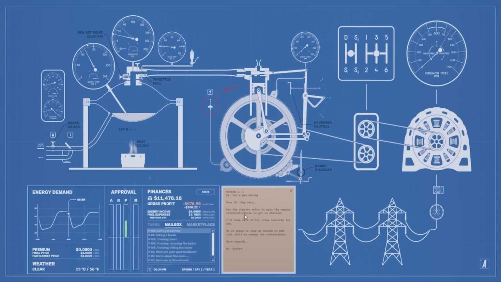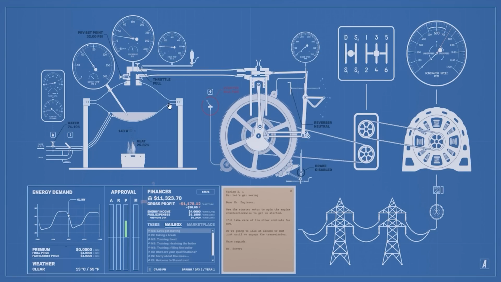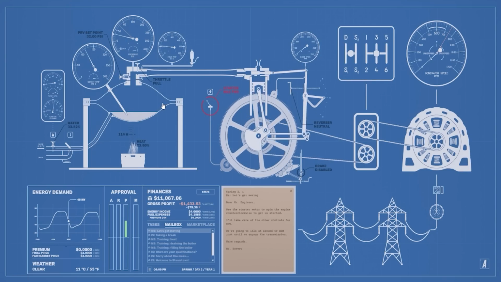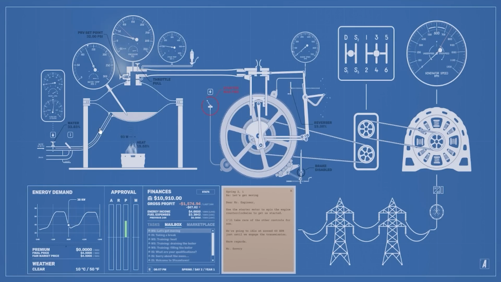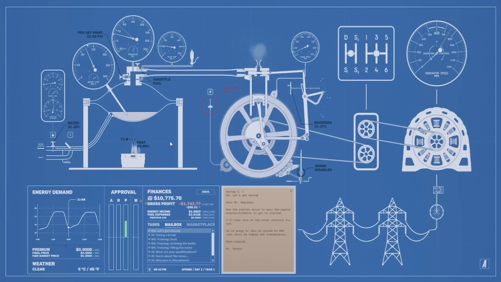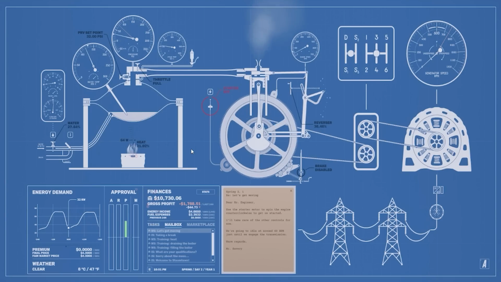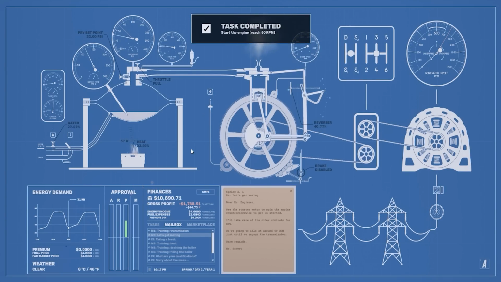Use the starter motor to spin the engine counterclockwise. And I'll take care of the other controls. Okay. We can see that. We'll get about 60 RPM. Hang on. Spin it over. Whoa. Just missed it there. Oh, hang on. Right. Got a bit of steam coming in now. Yeah, there we go. And it's working.